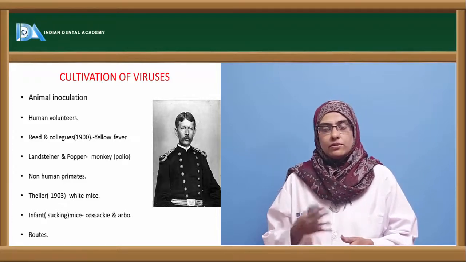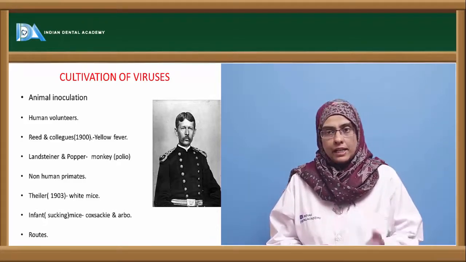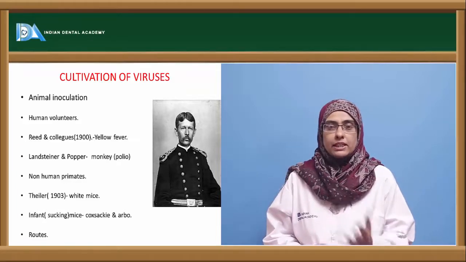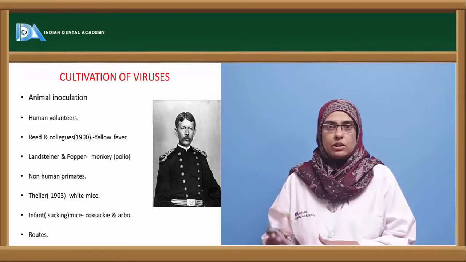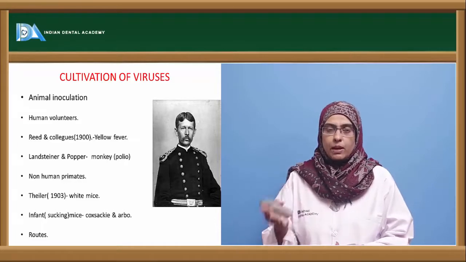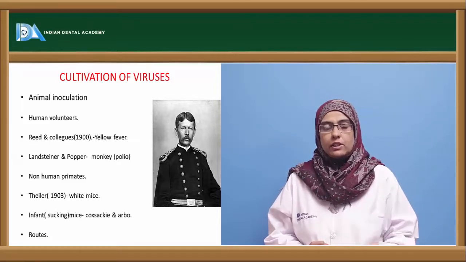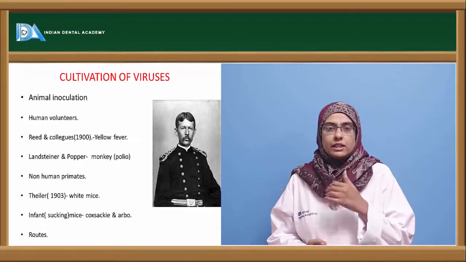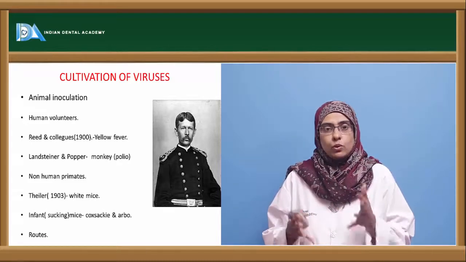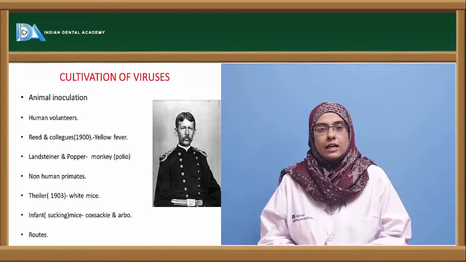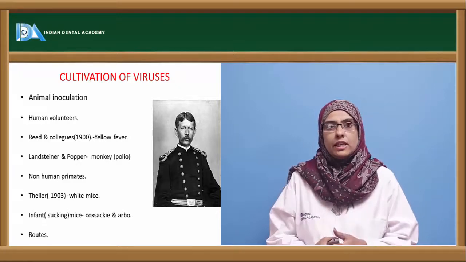mostly monkeys. The first isolation of the polio virus was done in monkeys, by Landsteiner and Popper. Again, because of the risk of handling monkeys and the immunity problem, we have to shift to another group of animals to isolate the viruses. Among these, non-human primates were also used to cultivate the viruses, and it was Thielen in 1903 who first used the experimental animal white mice to study the characteristics of viral infection, and even now this has a wide scope in virology to cultivate the viruses. There are certain viruses such as Coxsackie and arbovirus which only grow in infant or suckling mice.